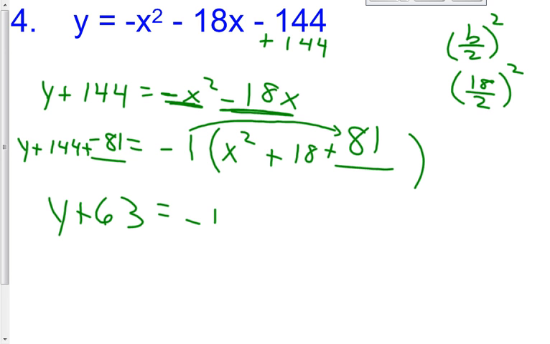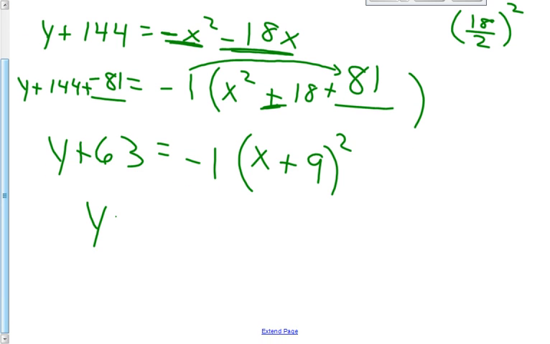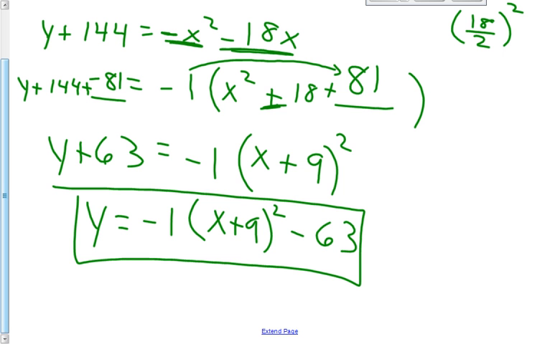That equals a negative 1 times a binomial squared. And that binomial squared is going to have a positive sign in between the two because there's a positive sign in front of b, and it's going to be x plus 9. So your answer, once you get y all by itself, is a negative 1 times the quantity x plus 9 quantity squared minus 63. And there's our answer for problem number 4.